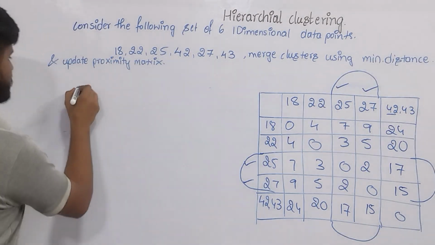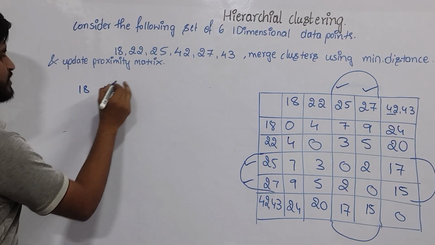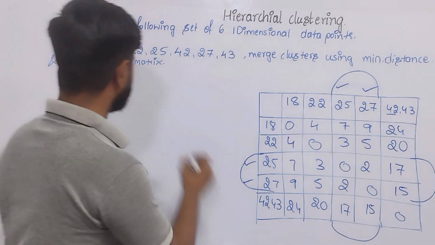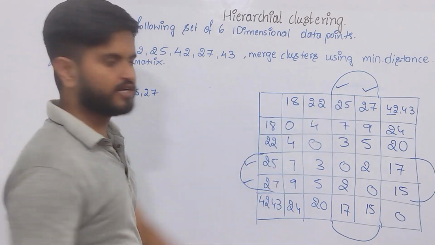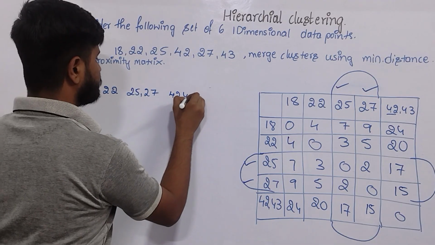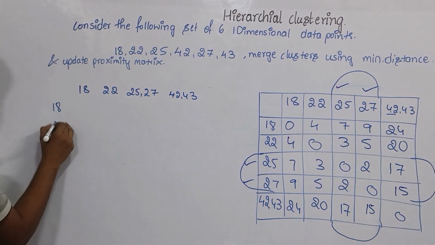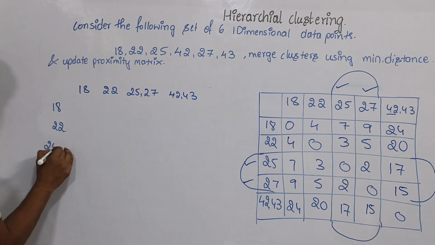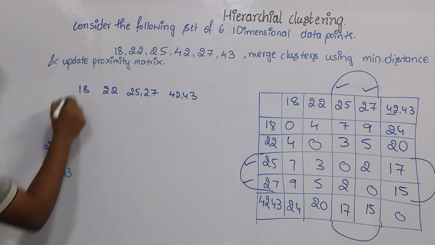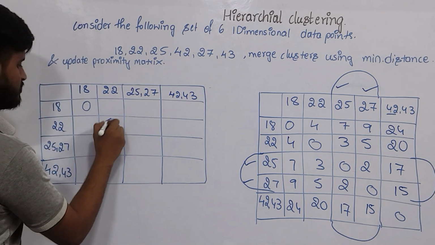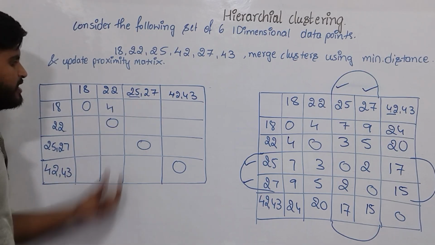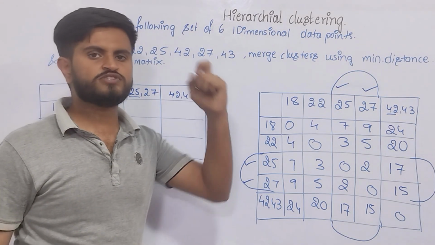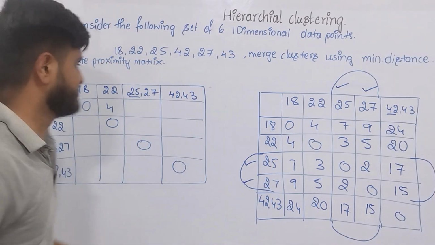Now if you combine them, 18, 22, next 25 and 27 are combined. So 25 comma 27. Next 42 and 43 are combined, 42 comma 43. So here also 18, 22, 25 comma 27, 42 comma 43. Now diagonal elements will be 0. 22 minus 18 will be 4. 25 and 27 are there. So you will be choosing 25 to get the minimum distance.